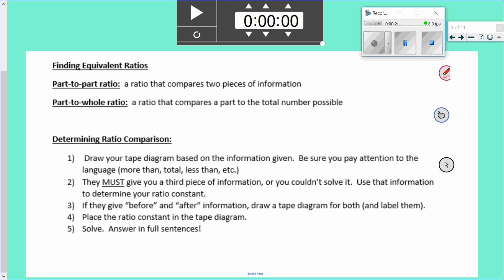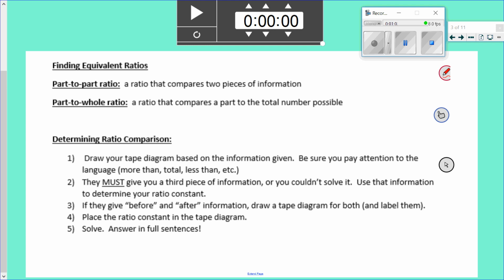Remember that in a part-to-part ratio, what I'm looking at is a ratio that compares two pieces of information. So I'm looking at parts of pieces. In a part-to-whole ratio, I'm looking at comparing a part to the total number possible. In the problems, they're not going to tell you what kind of ratio you have. You need to be able to look at the problem, break it down with our marking the text strategy, and understand what type it is.